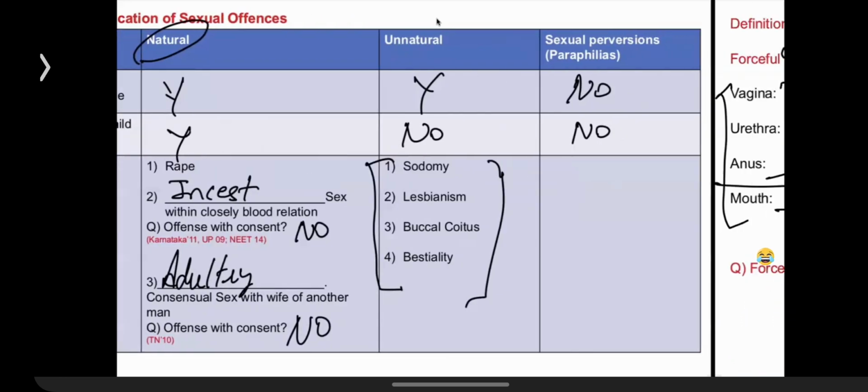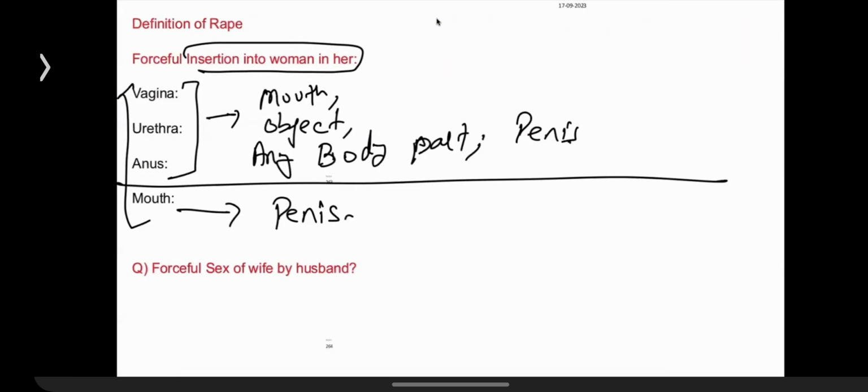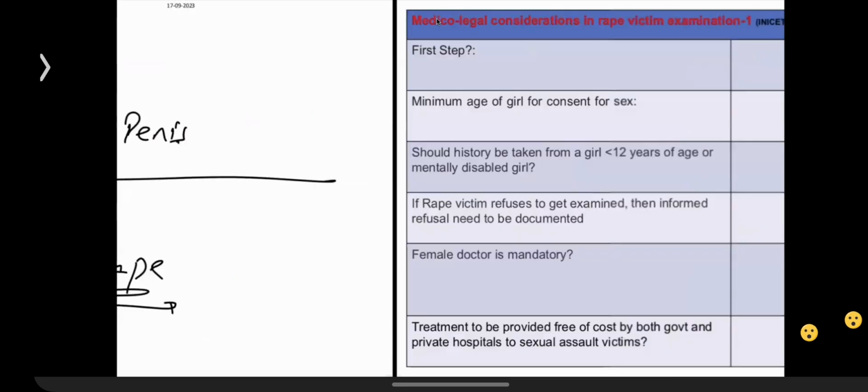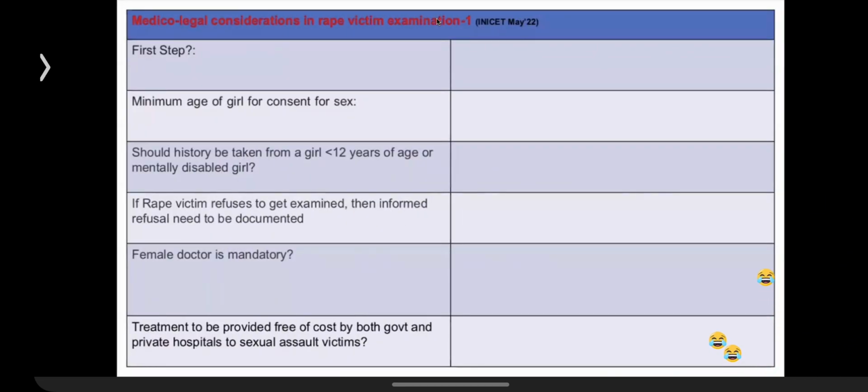Okay. Forceful sex of a wife by her husband is not rape as per Indian law. Of course, if there is cruelty, the woman can file under other sections like mental cruelty or physical cruelty, but it will not be called rape. That doesn't mean that the husband cannot be punished. Of course, the husband can be punished, but it will not be called rape. There is no concept of marital rape in India. Whenever the rape victim comes, the first step is always to take history.